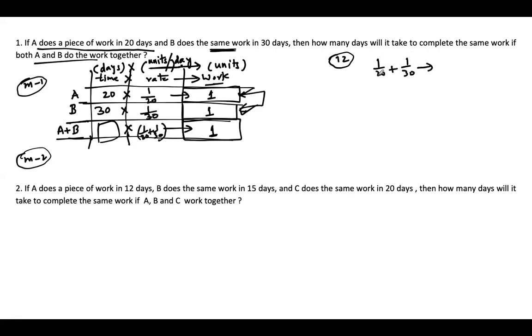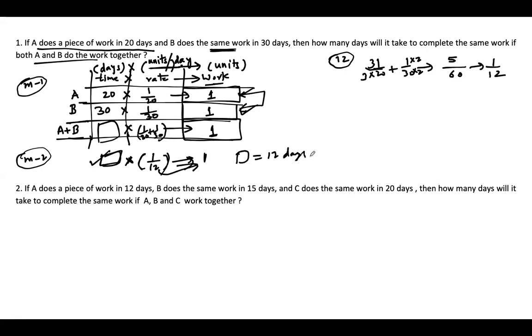Either you can cross multiply, or I'm saying 20 into 3 and 30 into 2. So this comes out to be 5 by 60, which is 1 by 12. So can I say something into 1 by 12 is equal to 1? What will be this something? It will be 12. You can just take 12 to the right hand side. So this something comes out to be 12 days. So two ways to go about it. Whichever method you like, you can go on with that method.